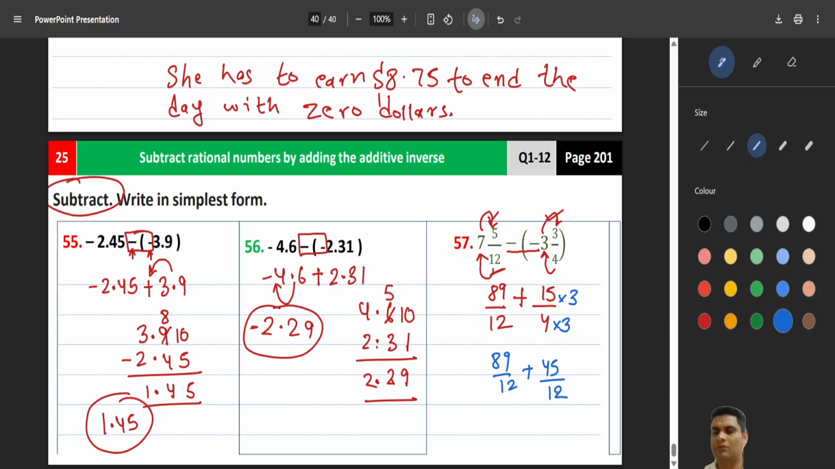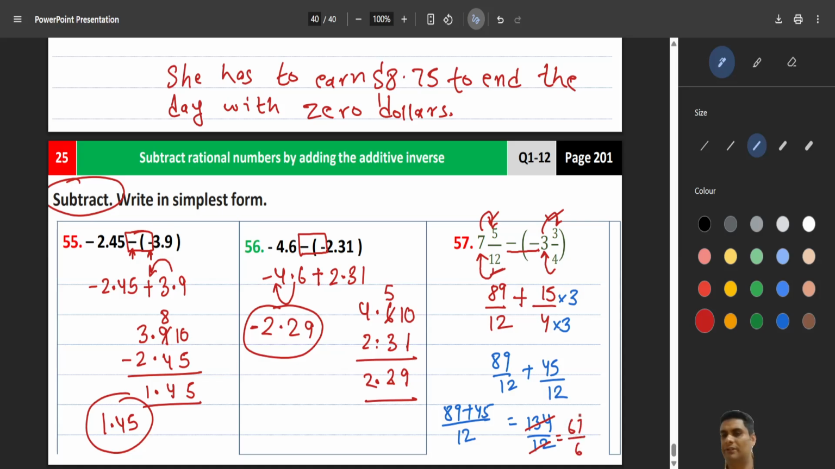And when the down numbers are the same, I told you, just join them. Solve the upper number. 89 plus 45 will be here now. 134 over 12. 134 over 12, right? Now check. Whenever you see 0, 2, 4, 6, 8 at the end of the number, you can divide by 2. So 134 divided by 2 and 12 divided by 2. This will give you 67 over 6.